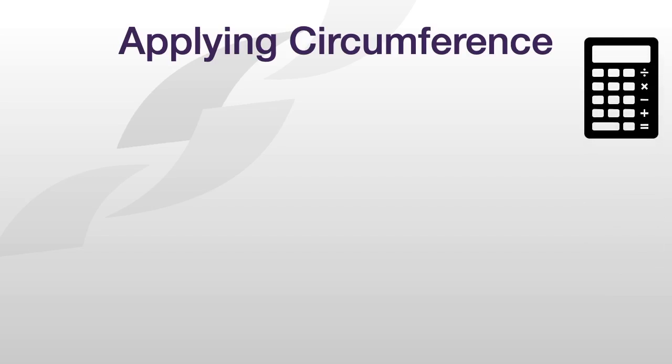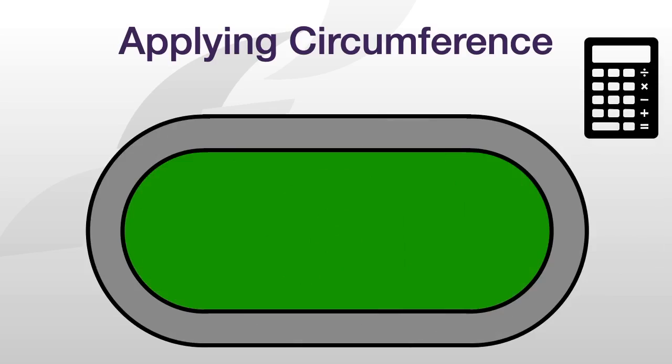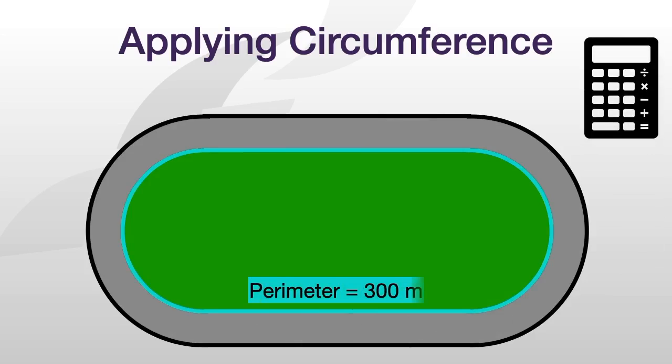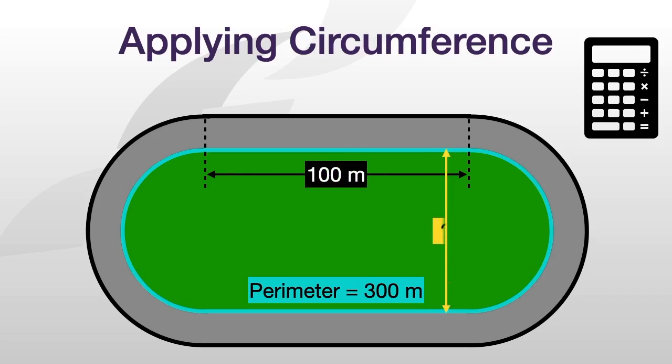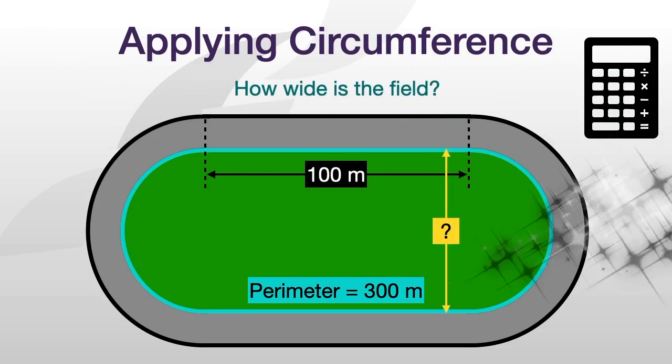For our final example, we have a track that is surrounding a grass field. The perimeter of the field is 300 meters. The straight line part of the track is 100 meters long. Given this information, how can you figure out how wide the field is?